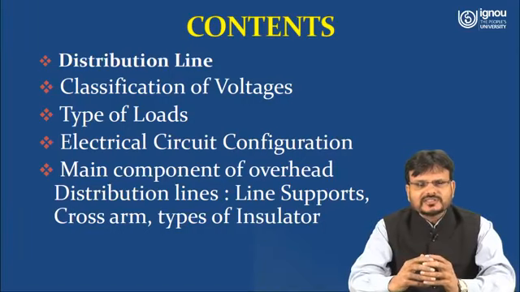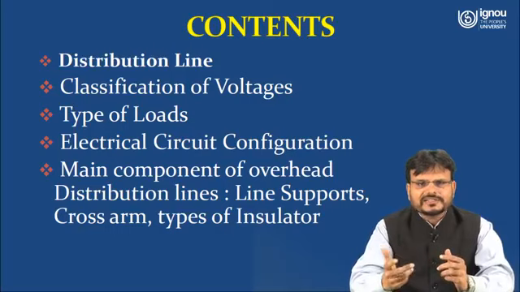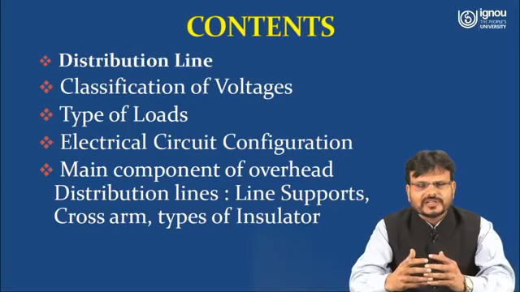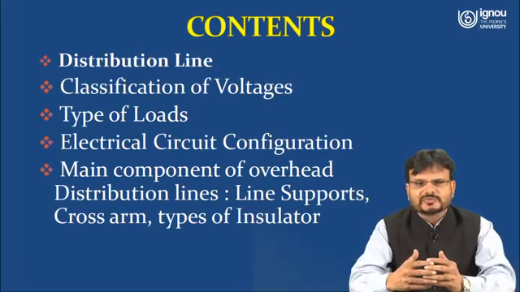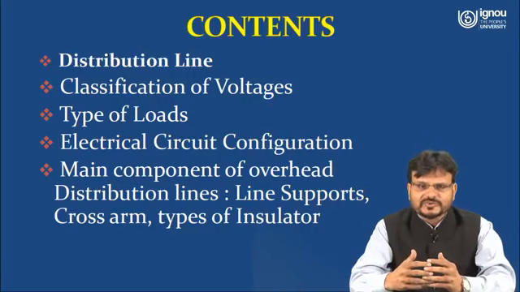And then we will discuss the main components of the overhead distribution line. That means if any line is designed, that line has some components. What are those components? Those components may be the line supports. Line supports means how this distribution line is supported. It may be supported with the help of wooden poles, RCC poles and steel poles. Then we will discuss the cross arm.